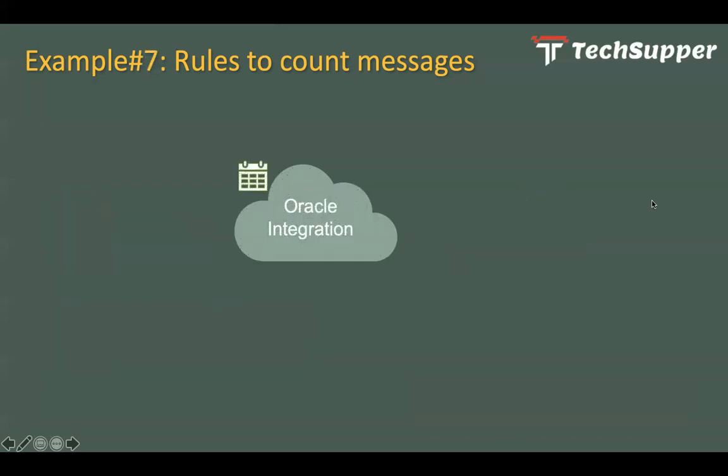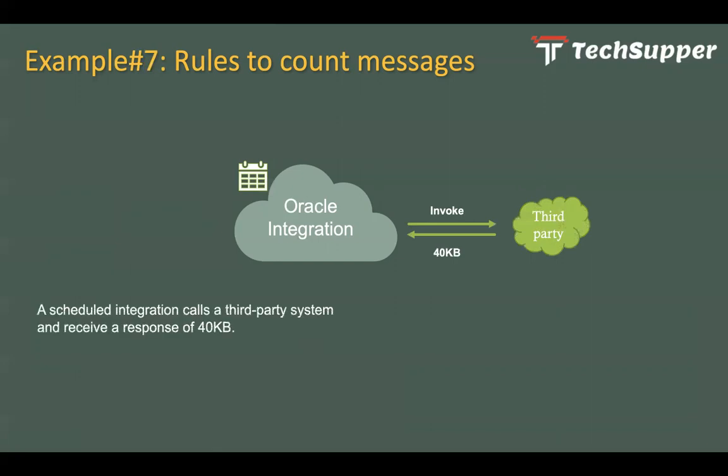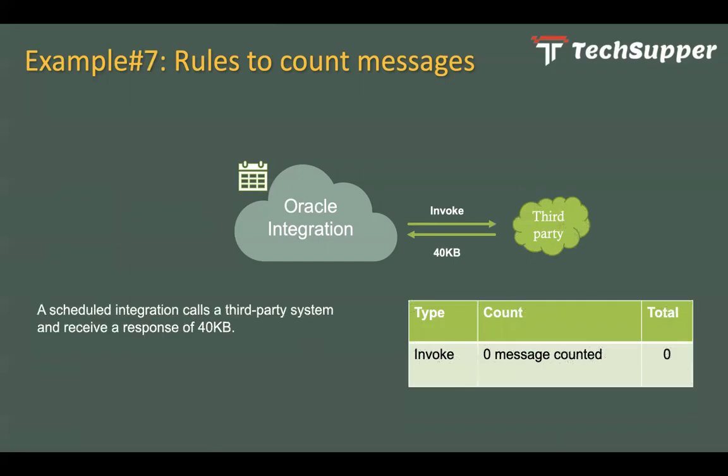Let's take another example. Let's take a scheduled integration now, and see how it works in schedules. Let's suppose you have one scheduled integration up and running, and you are calling a third party system and you have received a response of 40 KB. Then in that case, nothing will be deducted because it is within the limit. You are getting the response, but it is only 40 KB, so 0 messages will be counted. So nothing.